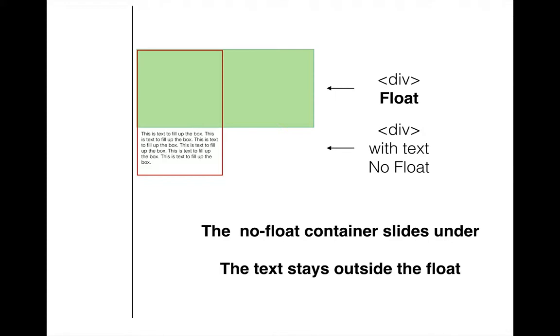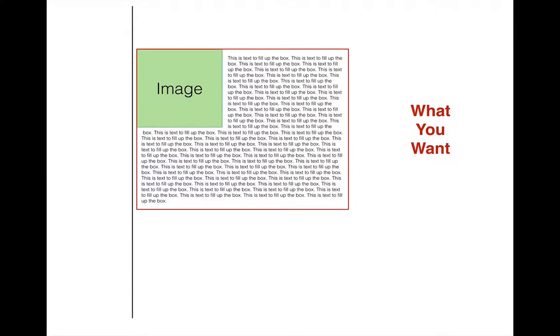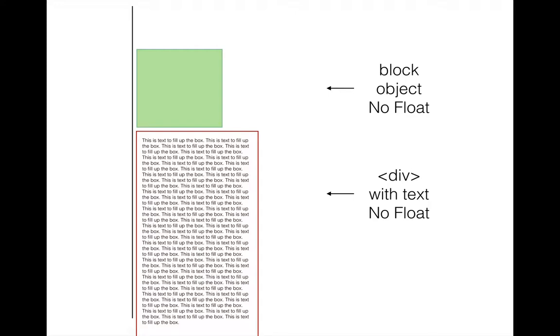Now, why is this? Well, let's say we have this situation. We have an image and we want text to flow around it. This is what we want to see on a page. So how does that happen? Well, let's imagine you have those two things. You have a block object. Let's say it's an image inside of a figure tag. That's the green box at the top. Below, you have a div, or perhaps another block element like a paragraph, and that has a lot of text in it. Right now, neither one is floated, and so they're just on different lines.